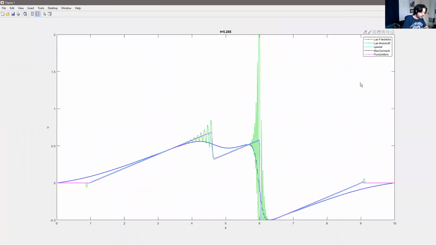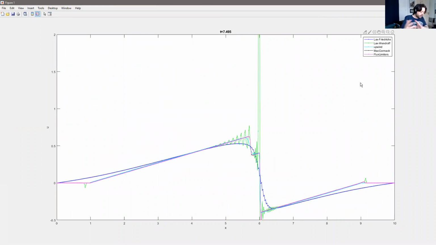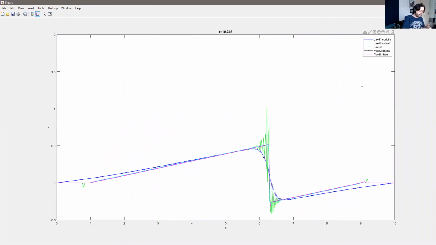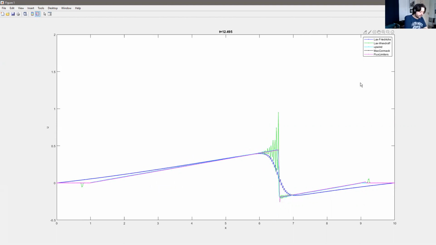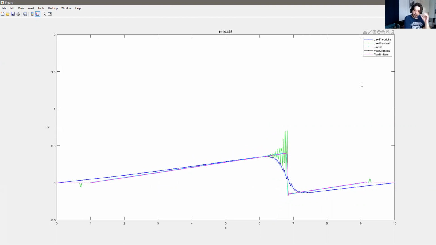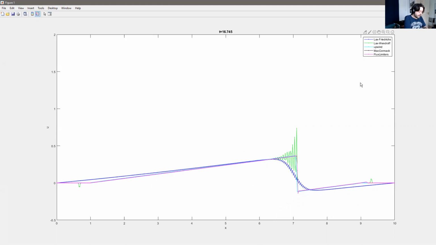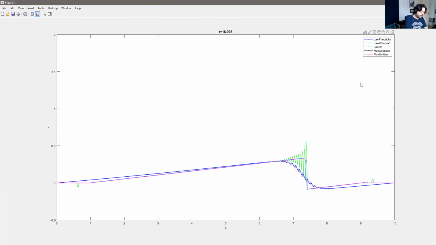You kind of see how this evolves, how the different shocks merge together. You can see again the green lines, which correspond to the Lax-Wendroff scheme, which has a lot of wiggles around. You see the kind of diffusive behavior of the Lax-Friedrichs scheme.